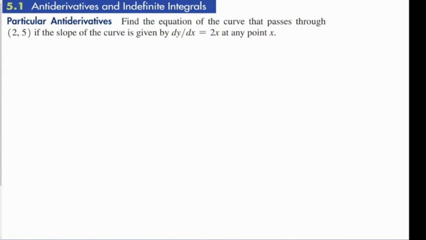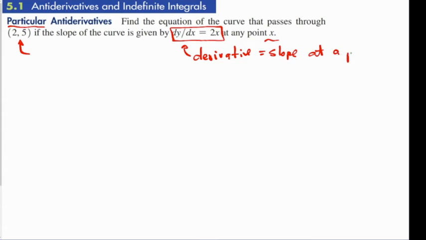So we're back to talking about the particular solution to antiderivatives. And the particular solution means that we are solving for a specific c. And to find a particular solution, you must be given a point on the curve. So the problem says find the equation of a curve that passes through the point 2,5 if the slope of the curve is given by dy dx equals 2x for any point x. So remember that derivative finds slope. That's what we've been doing with derivatives this year. So dy dx equals slope at a point on the curve.